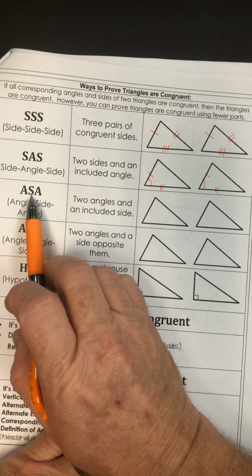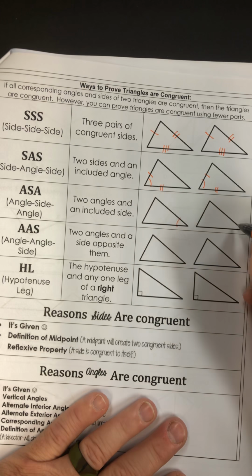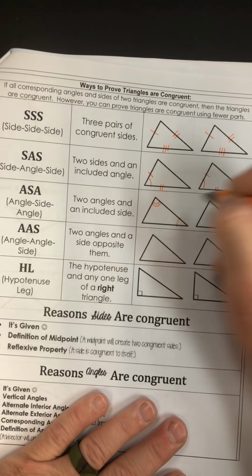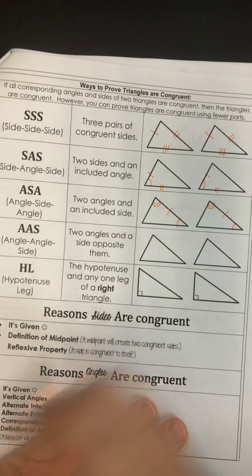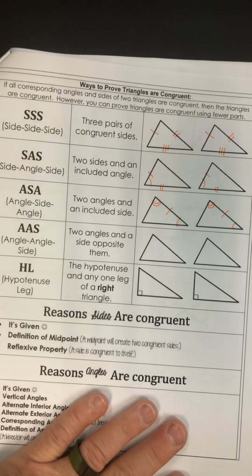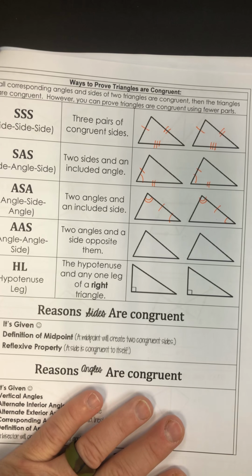The next one, two angles and a side. The side is in between the two angles. So let's say you have an angle, another angle. If the side in between them is also congruent, then that's angle, side, angle. If that's what you have, then it's angle, side, angle.